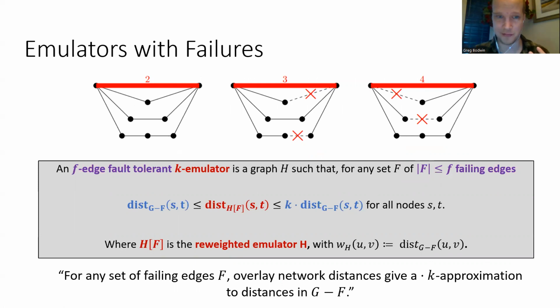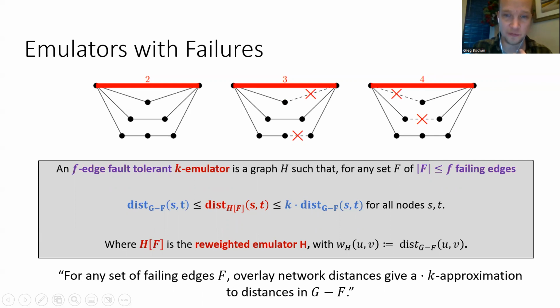Okay, so with that in mind, here is exactly the same information as on the previous slide, but now it's a fully formal definition. This is the definition we use. We just say that an F edge fault tolerant K-emulator is a graph H, which is the emulator, so that for any set of failing edges, if you compare the distances in the failed version of the input graph, that's G minus F here, to the distances in the emulator under the weight updating associated to those failing edges, then you get a K approximation.